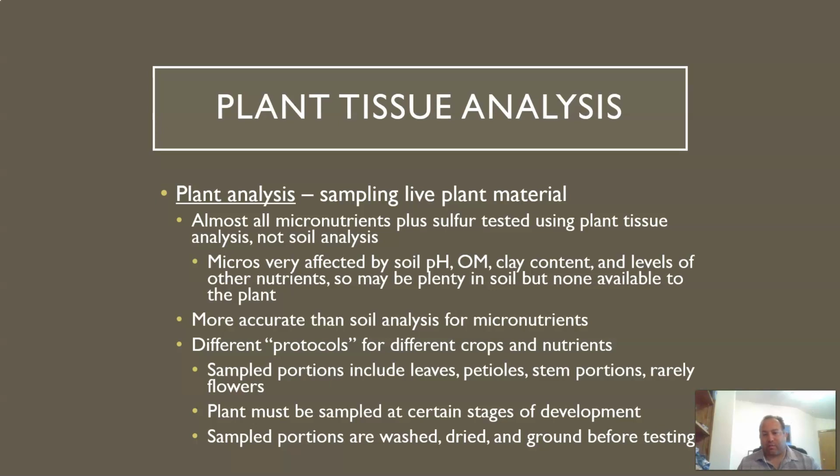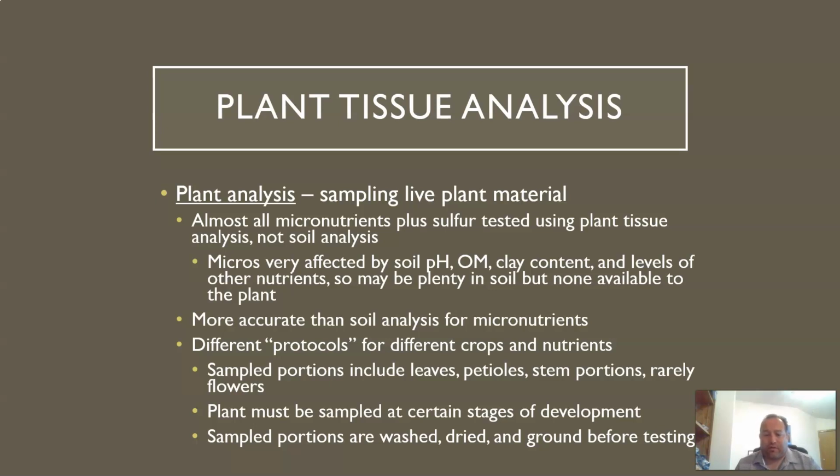So plant analysis, we're sampling live plant material, and almost all micronutrients and sulfur are tested using plant tissue analysis, not soil analysis. The micronutrients are very affected by soil pH, by organic matter, by clay content, and other nutrients that can be plenty available in the soil, but maybe not really available to the plant. So it's much more accurate in terms of trying to figure out what's happening with the plant if we look at the plant rather than looking at the soil, if we're specifically looking at the micronutrients.